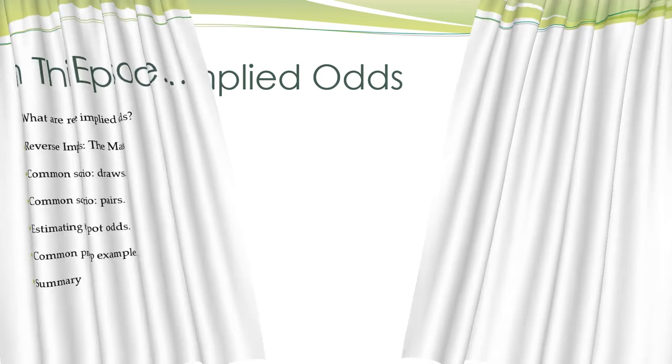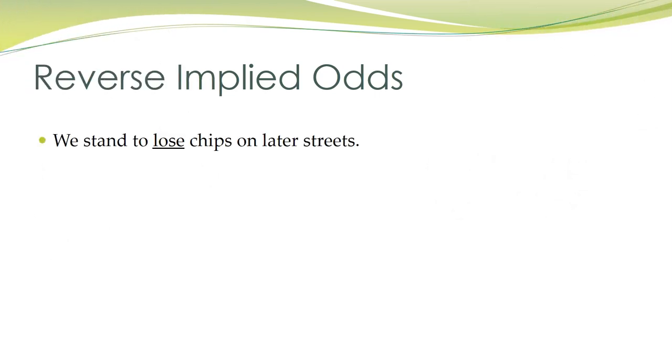What are reverse implied odds? As mentioned, reverse implied odds are the opposite of implied odds. So just to recap, the idea of implied odds is it doesn't matter if we don't get the direct pot odds on our current street, because we stand to make a lot of chips on the later street, which more than make up for the fact that we may not be getting the direct odds on our current street. Reverse implieds is the opposite. We actually stand to lose chips on later streets.